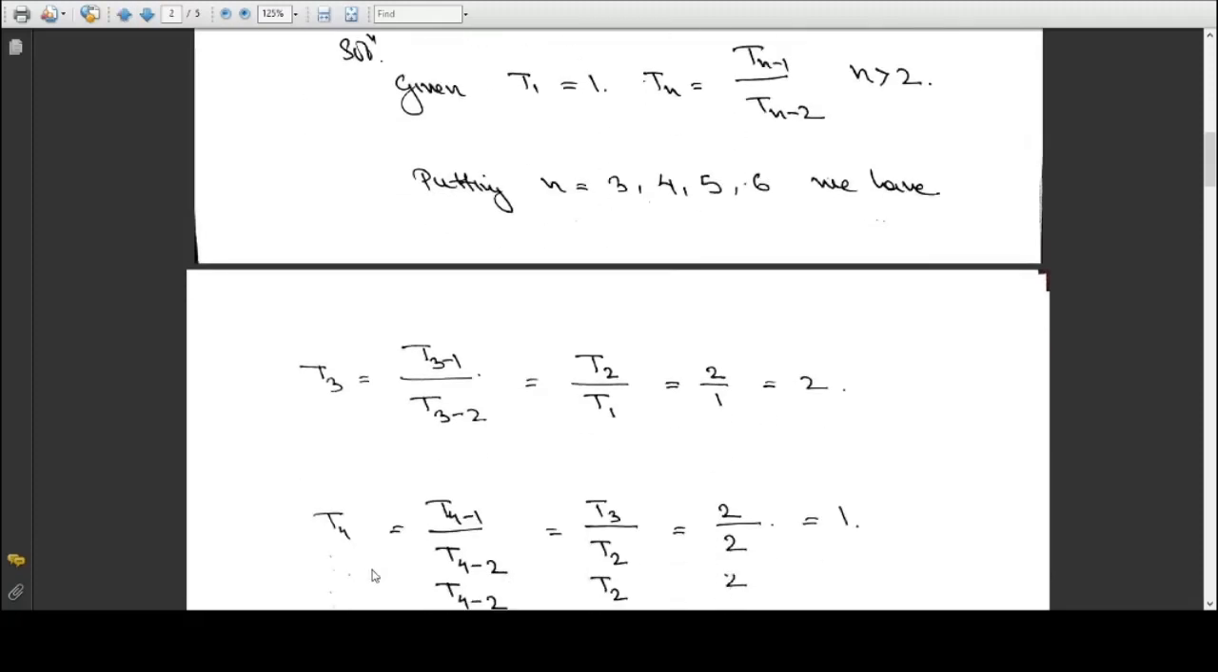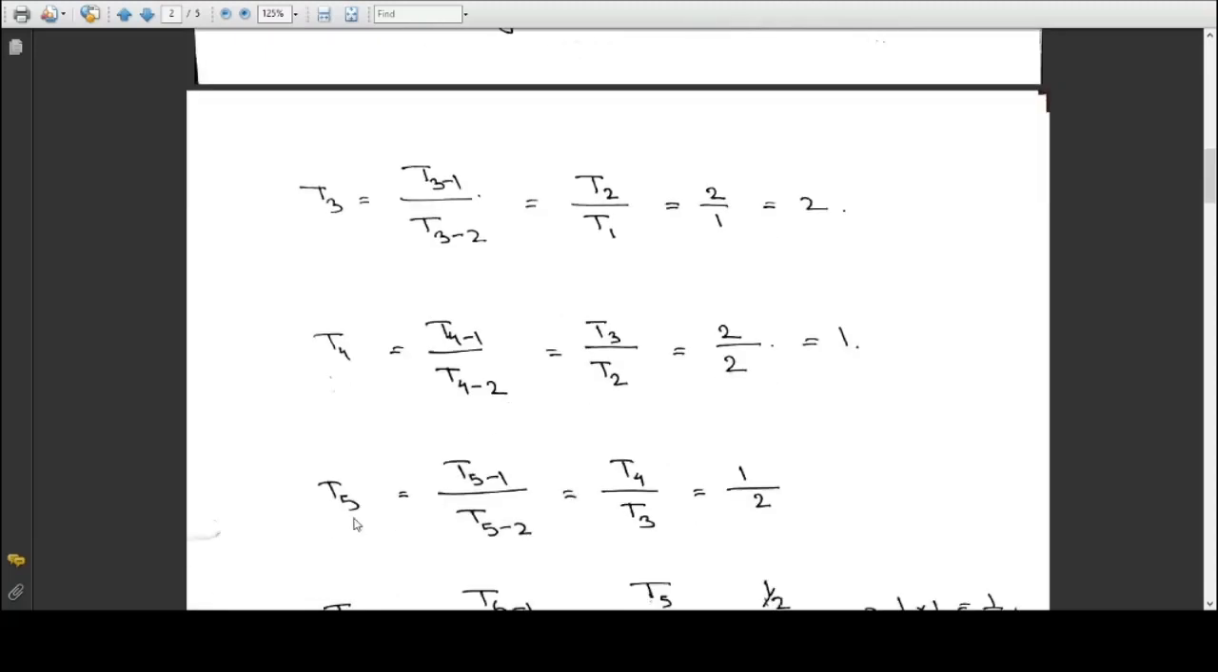For term 4, substituting the value of n by 4, T4 will be T of 4 minus 1 by T of 4 minus 2. 4 minus 1 is 3, 4 minus 2 is 2. That means term 3 divided by term 2. Term 3 we have already got, which is 2. Term 2 is given to be 2. 2 divided by 2 is 1.